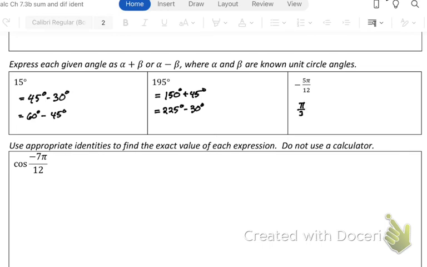Pi over 3 minus 3 pi over 4. That's 60 minus 135 in degrees. Let's just stick with the radians because we're in radians. Let's double check this. So pi over 3 would be 4 pi over 12, and then 3 pi over 4 would be 9 pi over 12. Yeah.